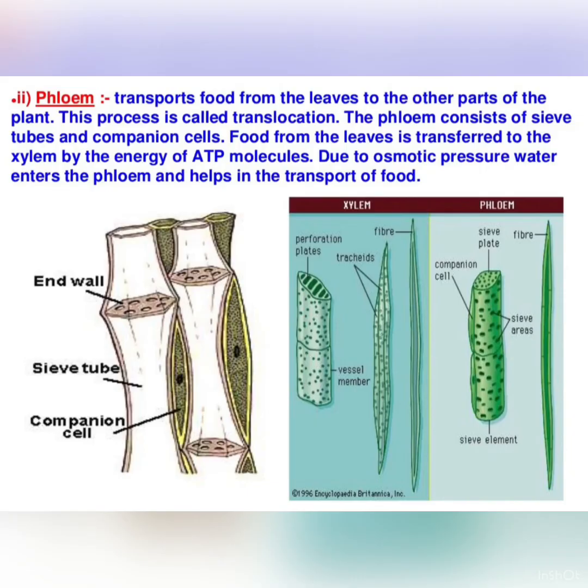Now, phloem. Phloem transports food from leaves to the other parts of the plant. This process is known as translocation. It consists of sieve tubes and companion cells. Food from leaves is transferred to the phloem by the energy of ATP molecules. Due to osmotic pressure, water enters the phloem and helps in the transportation of food.